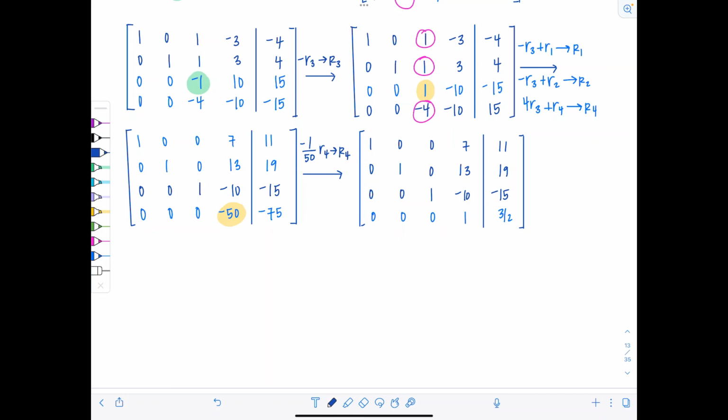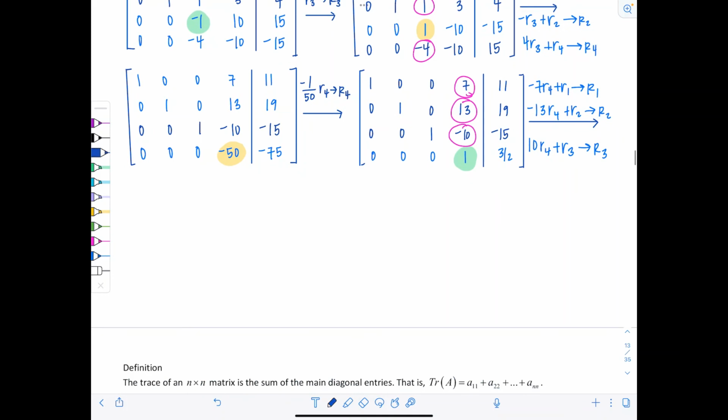So here we go. Now we've made the pivot. We're going to use it to zero out everybody else. How are we going to do it? Can you do this part already? You don't need me to tell you what to do, right? So we'll take negative 7 times row 4 plus row 1. That's my new row 1. Negative 13 times row 4 plus row 2. That's my new row 2. And then 10 times row 4 plus row 3 is my new row 3.